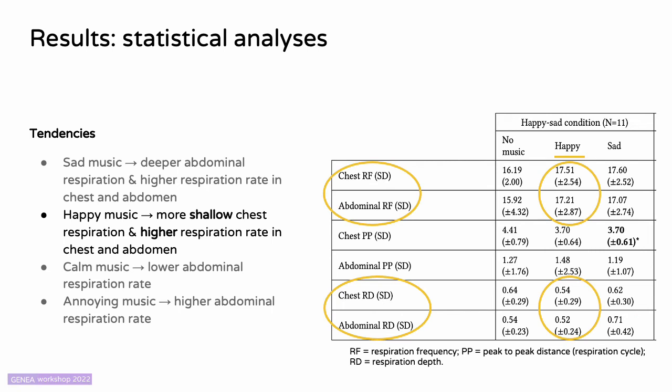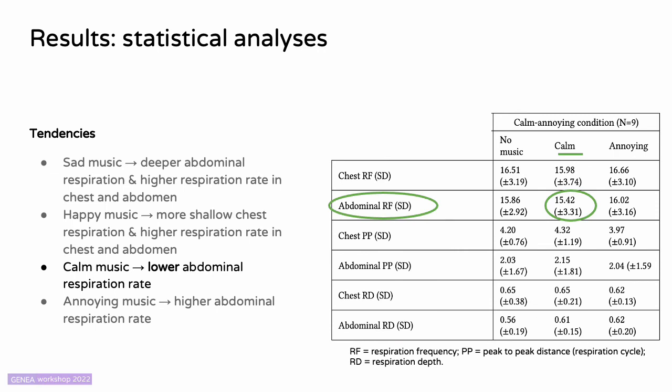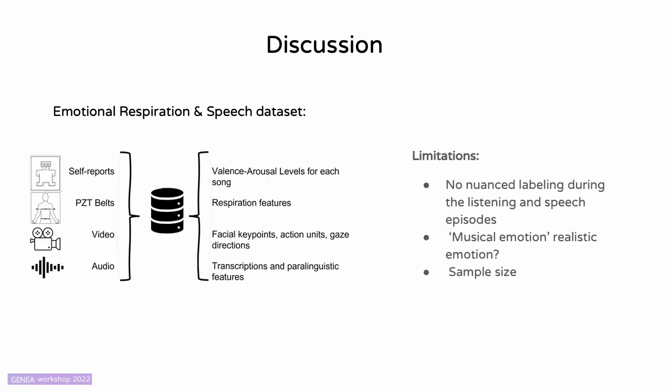Happy music has a similar increasing effect on respiration frequency, but may induce a more shallow chest respiration pattern. Calm music shows a non-significant tendency to lower the abdominal respiration frequency. And annoying music shows an opposite pattern, where the abdominal respiration frequency is higher. The results show that there are effects of musical emotion elicitation on respiration. These results can be used to create more realistic emotional breathing behavior in agents.